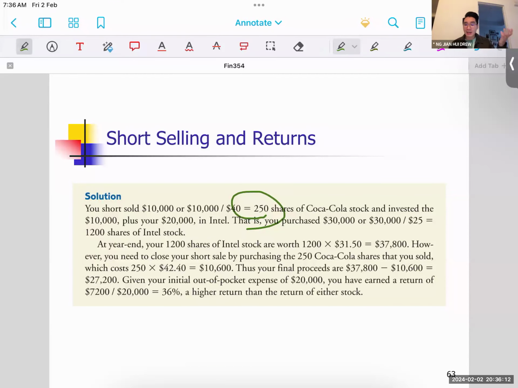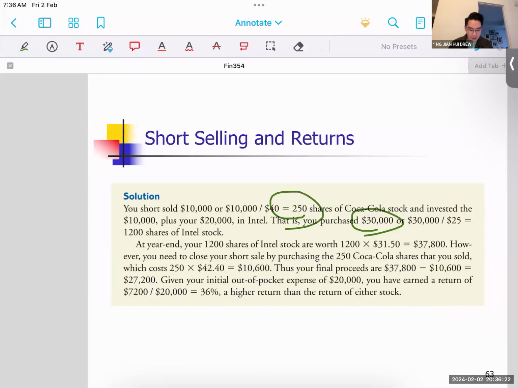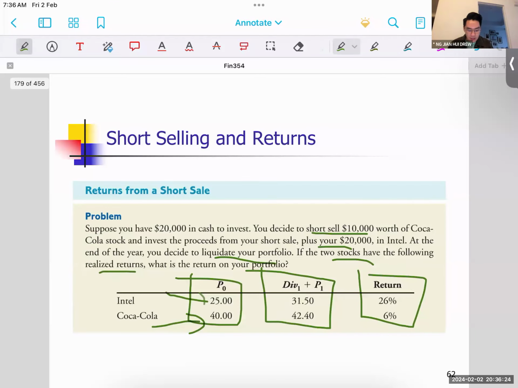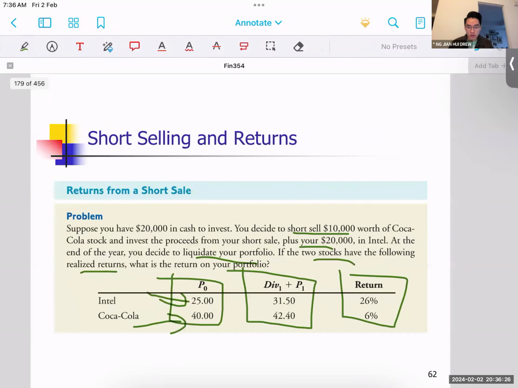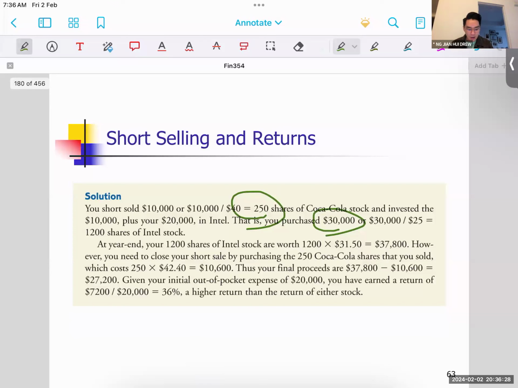So you're shorting 250 Coca-Cola stocks. Now, with the 10K that you get after shorting 250 Coca-Cola stocks, you buy Intel stocks. So you're buying 30K of Intel stocks. And what's the initial price of Intel stocks? Let's have a look. The initial price of Intel stocks is $25. So you buy 1,200 Intel stocks.